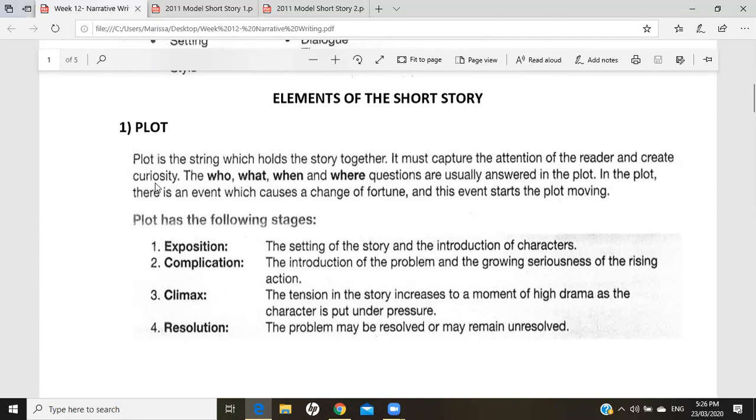Just as if you were watching a movie and within the first 5 minutes, you know exactly how the movie is going to end and what's going to happen. Those types of movies aren't really exciting, right? So your writing should not be like that. The who, what, when, and where questions are usually answered in the plot. So if you want to know what to include in the plot, you have to mention the who, what, when, and where. So in the plot, there's an event which causes a change of fortune, and this event starts the plot moving. So the change of fortune, what do we know fortune to be?